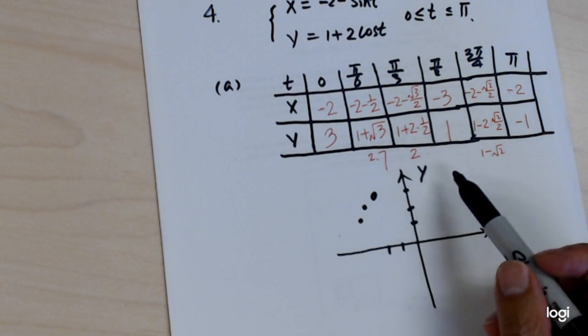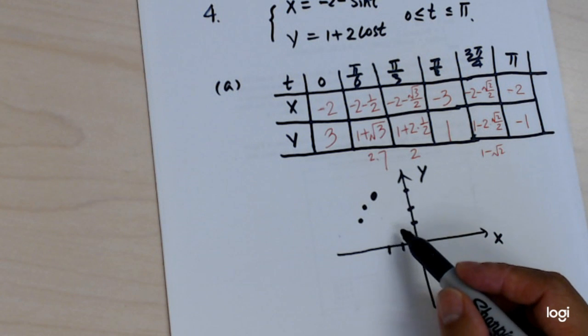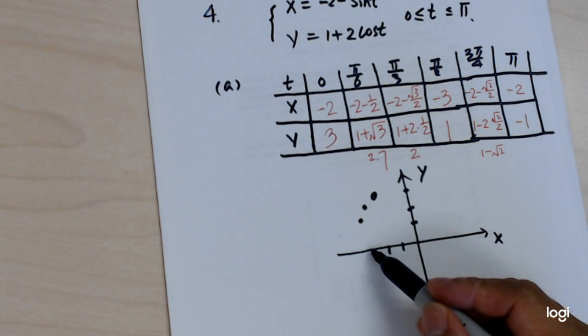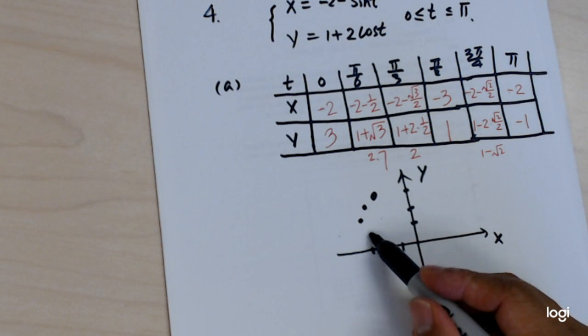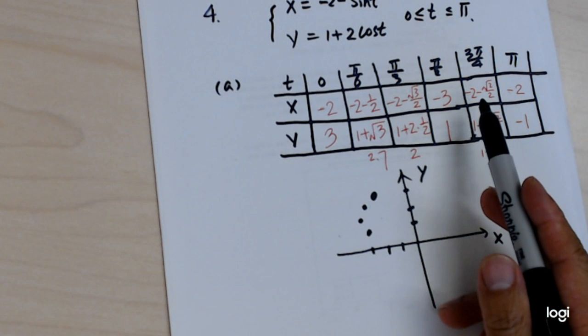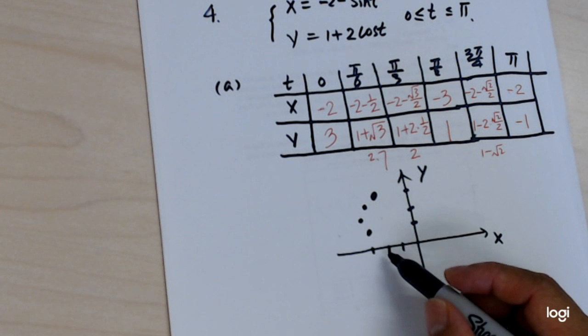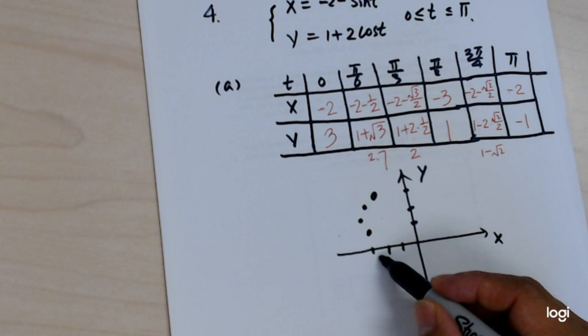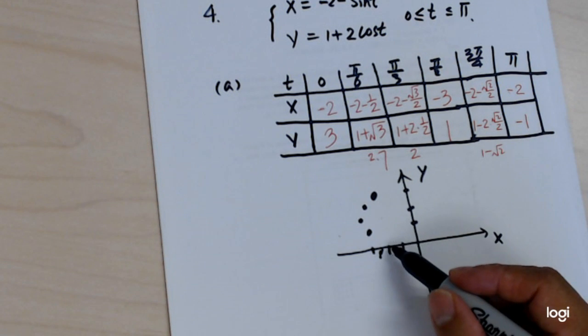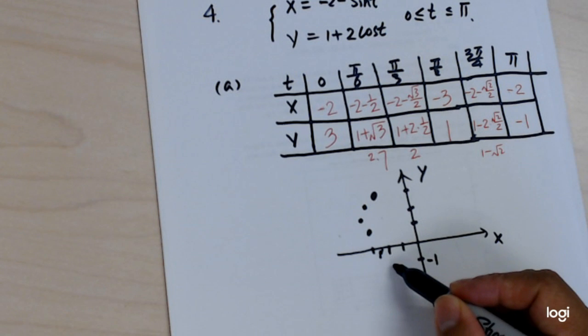Pi over 2 is negative 3, 1. Okay, so here is negative 3, here is 1. Sorry, negative 3, 1. 3 pi over 4, which actually makes it a little bit down here. And then negative 2, negative 1. x is negative 2, y is negative 1. Making this point.